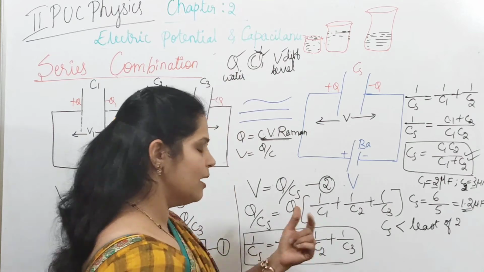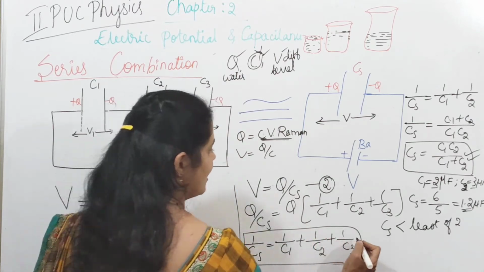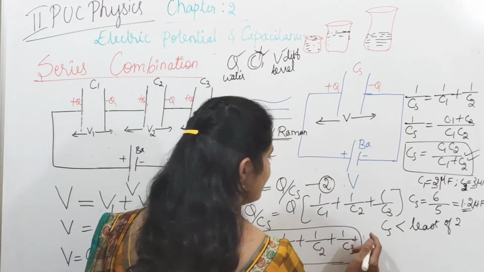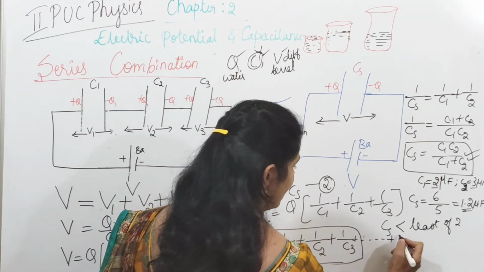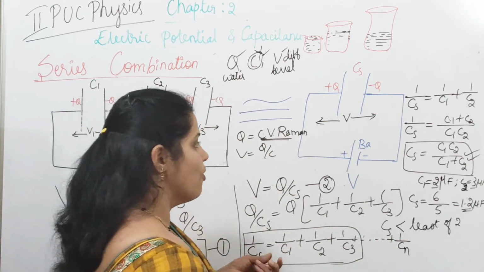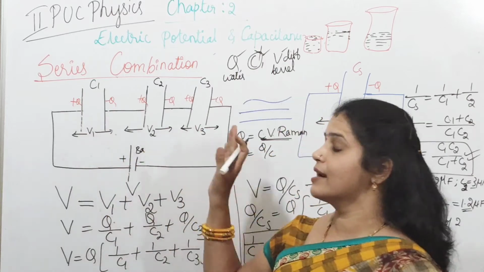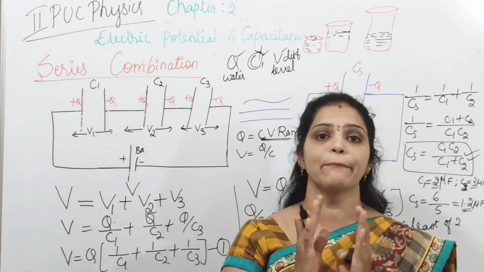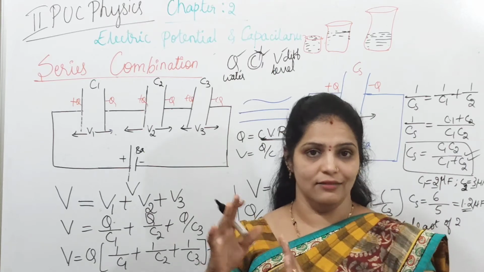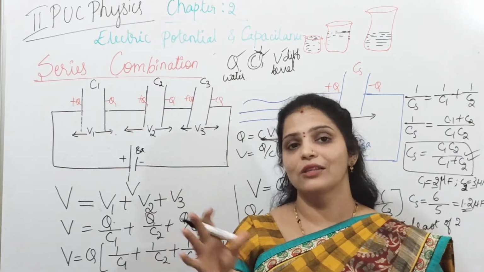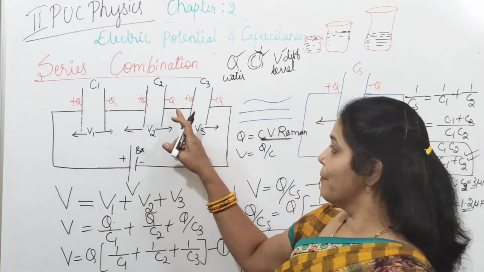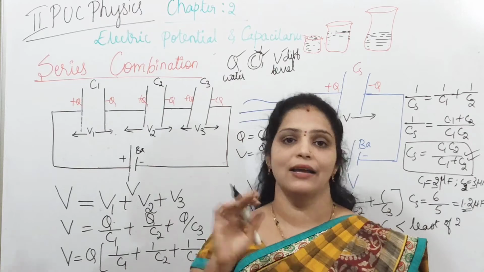And if there are n number of capacitors, then you just write like this: 1 by C1 plus 1 by C2 plus so on plus 1 by Cn. If there are n number of capacitors connected, so like this you have to write 1 by Cn. And if all these n capacitors are identical, means having same capacity. If you are having 2 liter bottles, all the 2 liter bottles are identical, right? So identical capacitors means having same capacity.